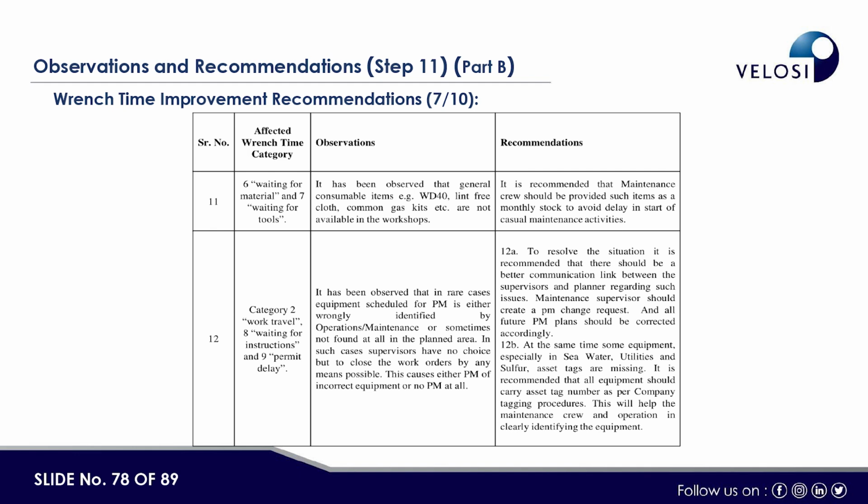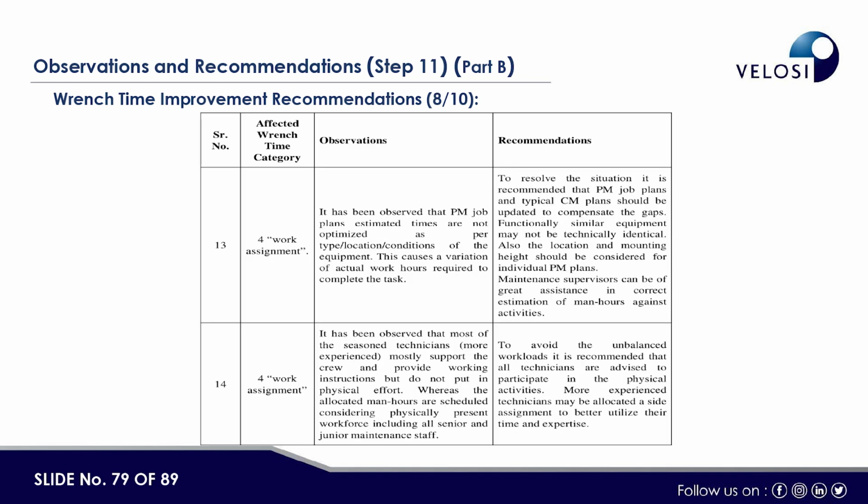It has been observed that in rare cases, equipment scheduled for PM is either wrongly identified by operation or maintenance, or sometimes not found at all in the planned area. This could be a worst-case scenario, but it does happen in our observation, and we noted it in a few cases. It was observed that the PM job plan estimated times are not optimized as per the type, isolation, and condition of the equipment. This causes variation of the actual work hours required to complete the task.